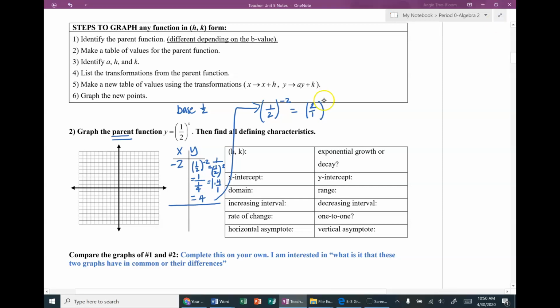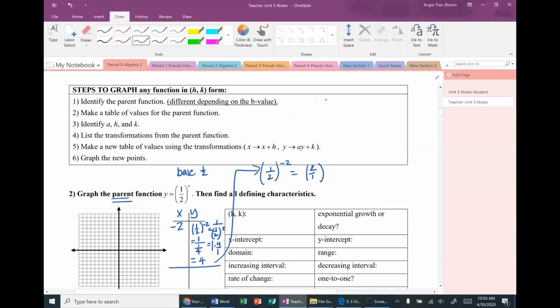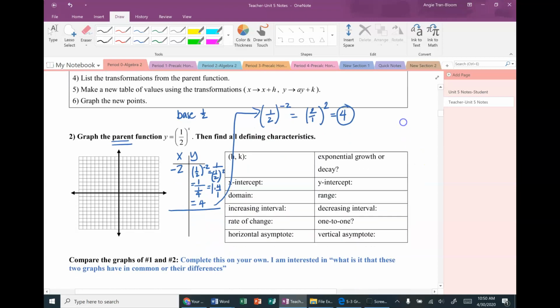Okay, so the -2 exponent, you can rewrite it as a positive 2 exponent, and you will get the same exact answer as 4. So again, to make things quicker, when you have a fraction and it's being raised to a negative exponent, you can flip the inside fraction.